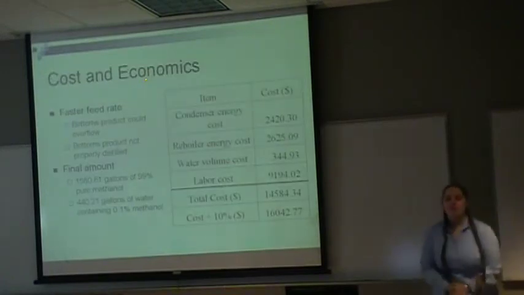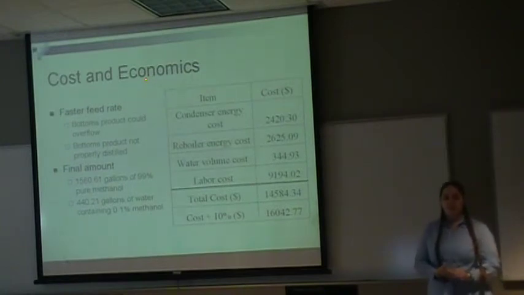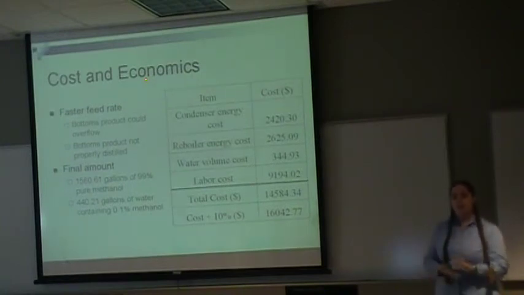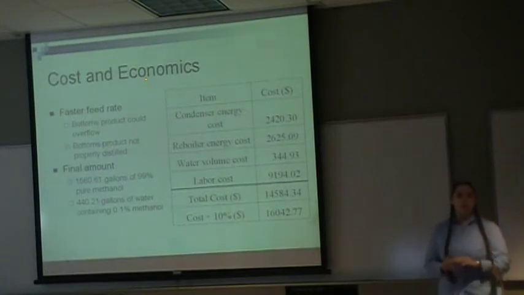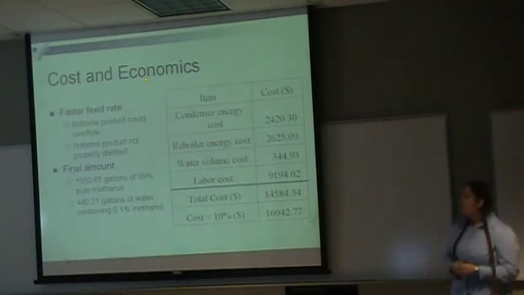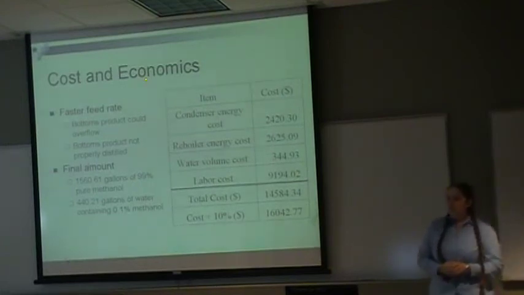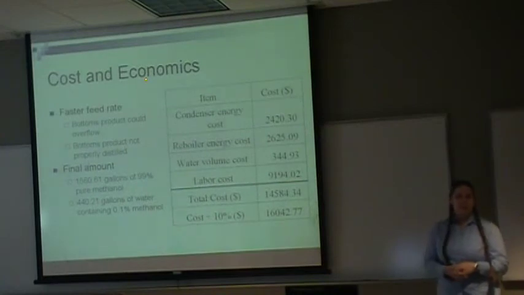Just to tell you some of the cost and economics, one of the reasons that we did choose a feed setting of 2 is because the bottom product could overflow if we had a much faster feed rate. And if it overflows, then our bottom product will not be properly distilled. And the final amount that we will end up getting is a little over 1,560 gallons of the 99% pure methanol, and then we'll end up with a little over 440 gallons of the water containing the 0.1% methanol.